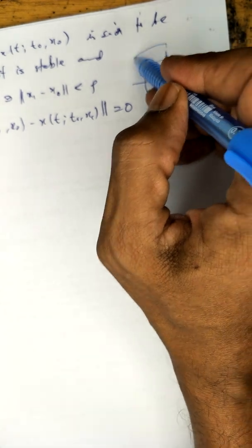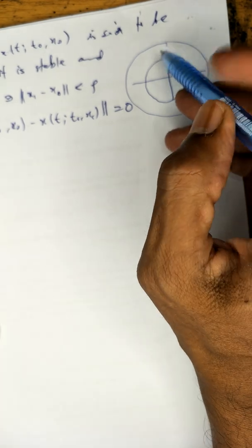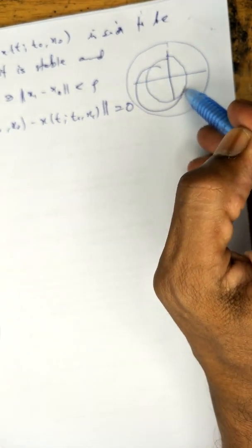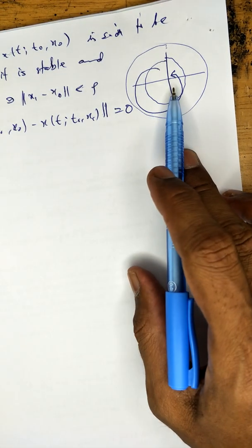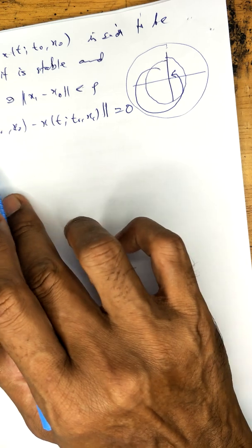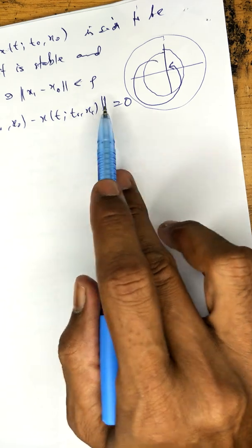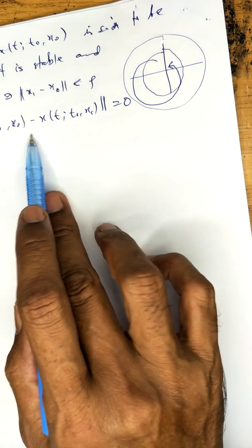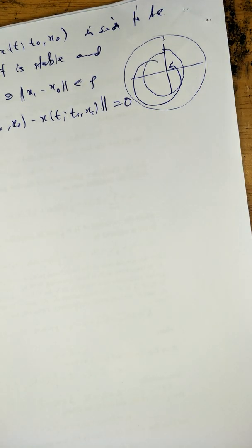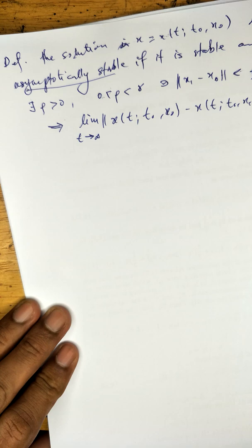So in other words, for the case of asymptotically stable, we have a delta neighborhood, then we have epsilon much bigger, and our trajectories will approach the critical point. We have to understand this is the solution function, any function. Then the difference between those is getting close to 0. So that we call it asymptotically stable.